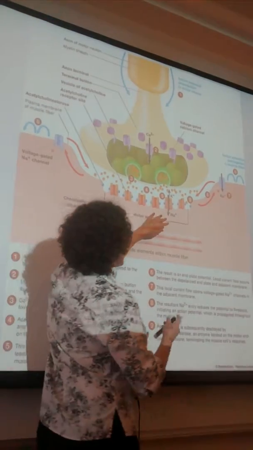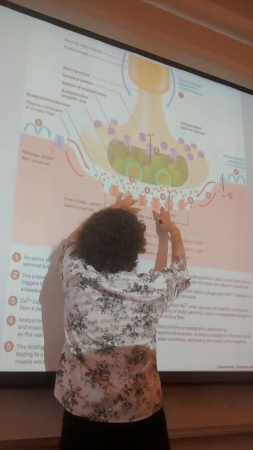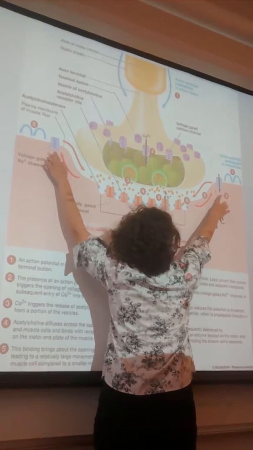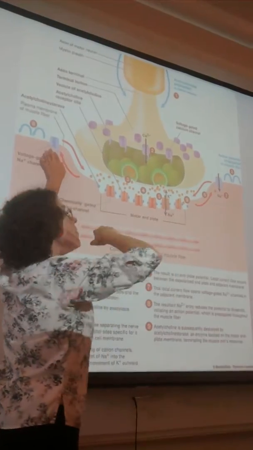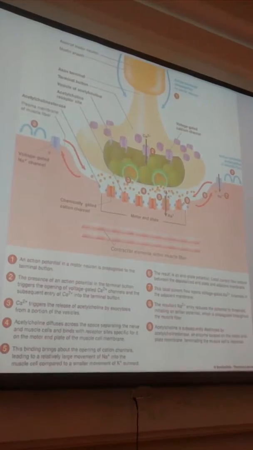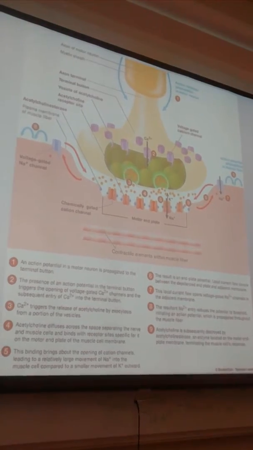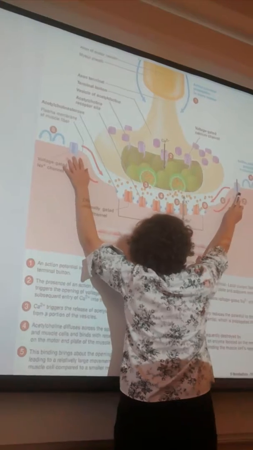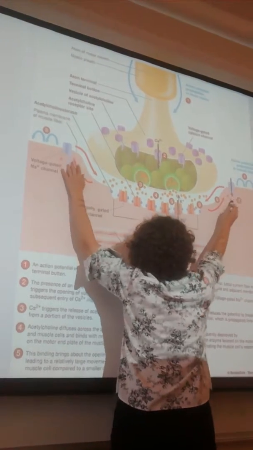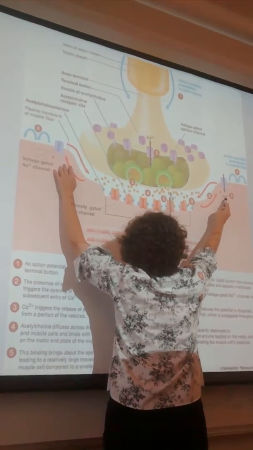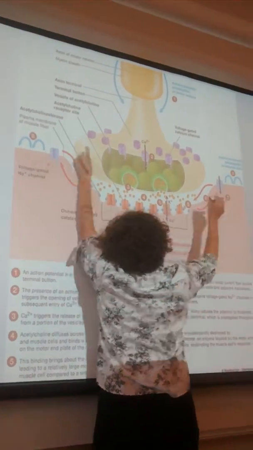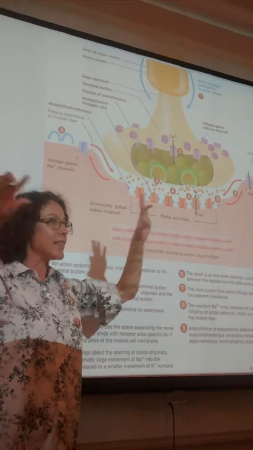So sodium comes in, and all of this depolarizing current is going to lead to the opening of voltage-gated sodium channels. That is what's going to start our action potential in the skeletal muscle fiber. So voltage-gated sodium channels are going to open, sodium is going to flood in, creating an action potential, and then the action potential is going to propagate in both directions down that skeletal muscle fiber.